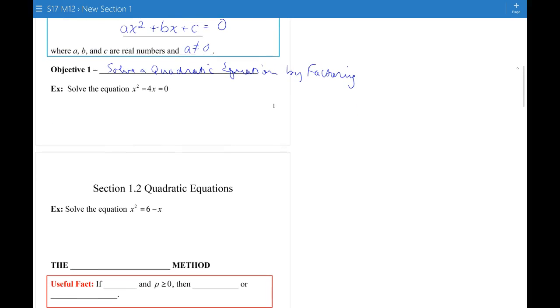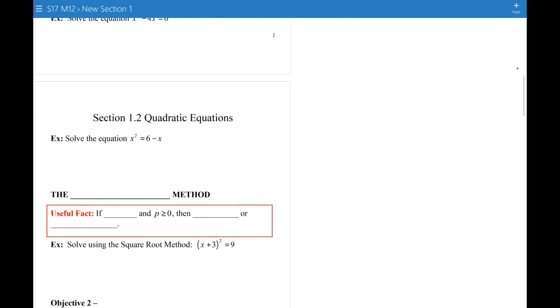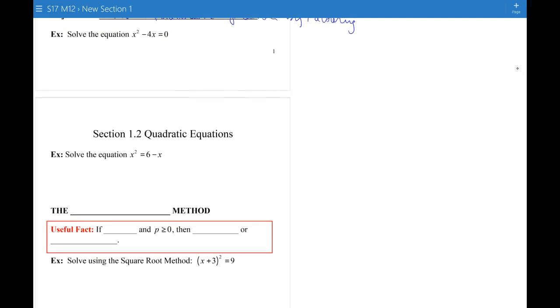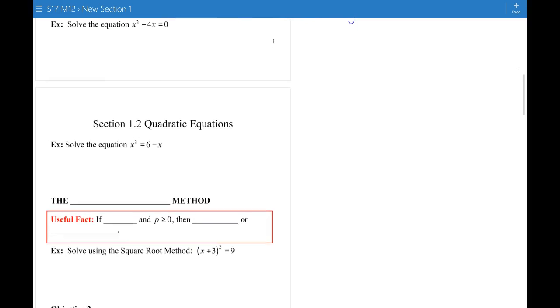So we're going to solve the equation x squared minus 4x equals 0. And this one should be very straightforward. We'll do it really quickly in class together tomorrow, and the next example also. And remembering that I'm always choosing examples very thoughtfully to illustrate a particular point.